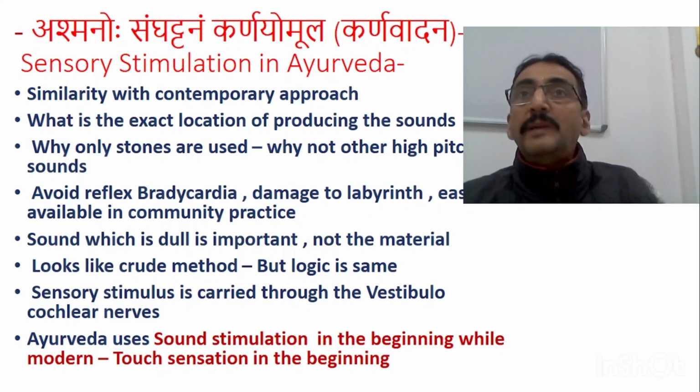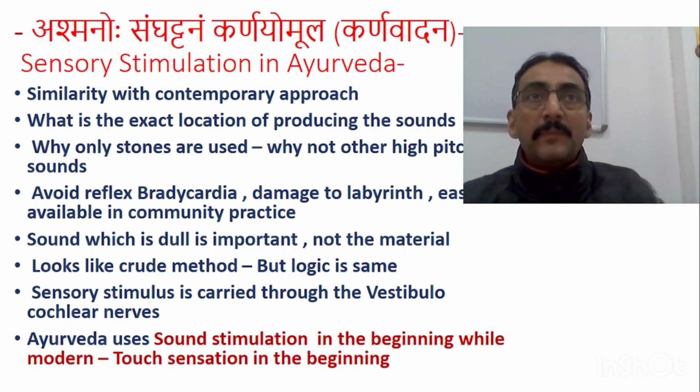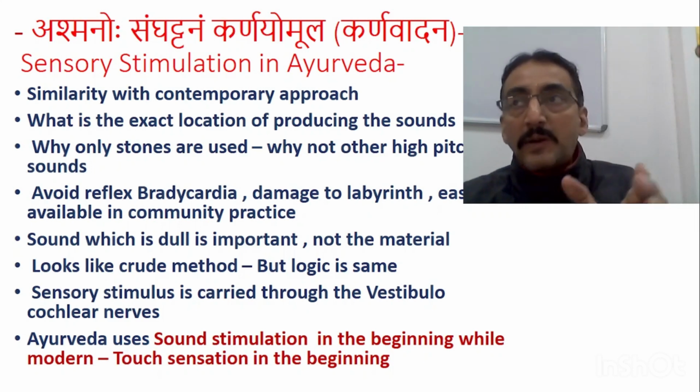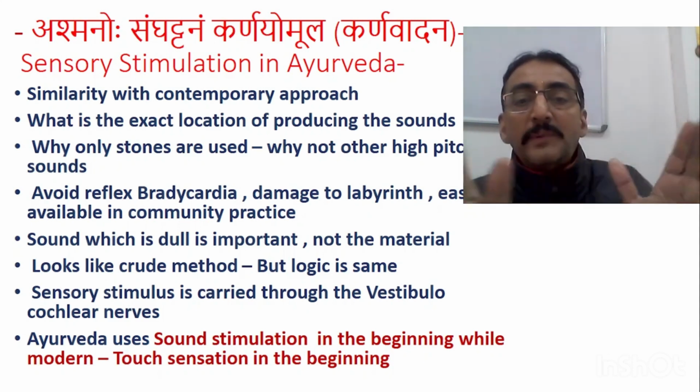They say that it should be done madhyato. That means this production of the sound by using the two stones, that should be at the base of the ear. Base of the ear refers to the mastoid process or mastoid part of the ear. Okay, and there you have to produce the sounds. Okay, so the concept is again clear.